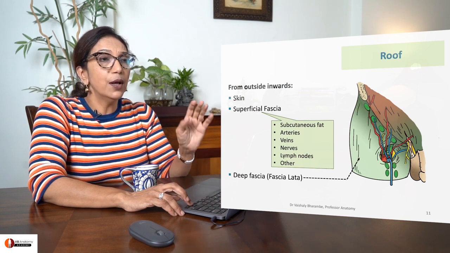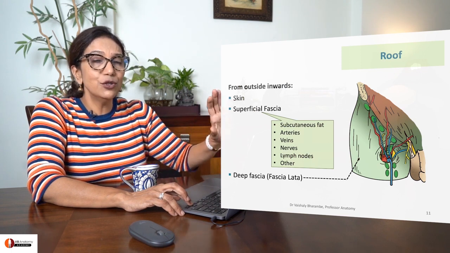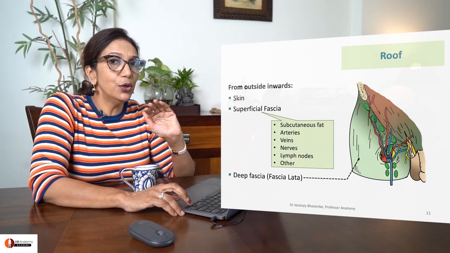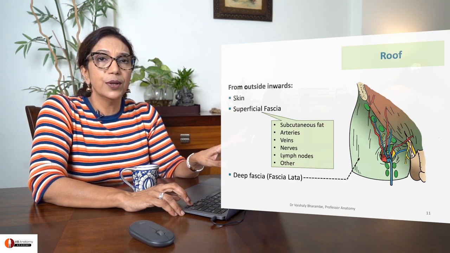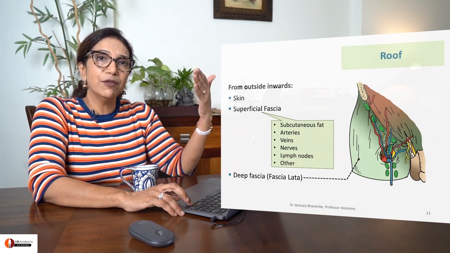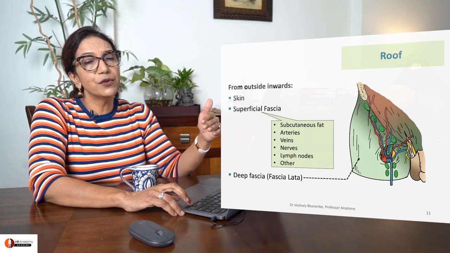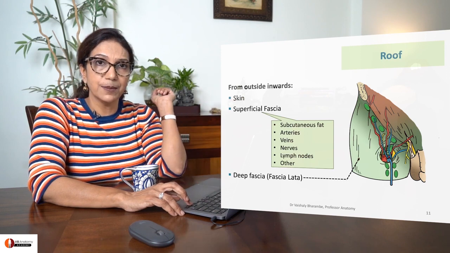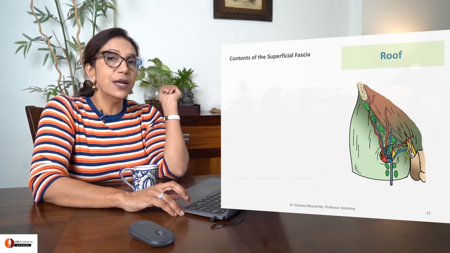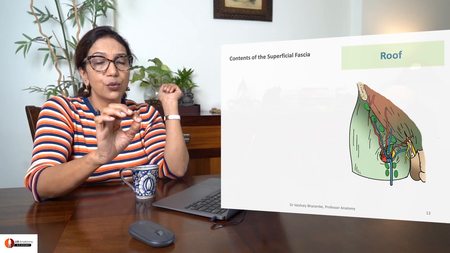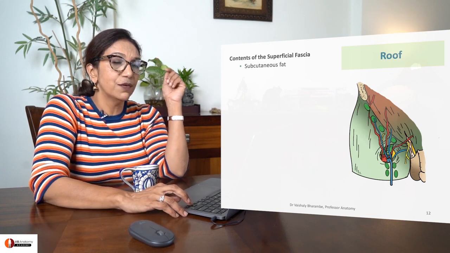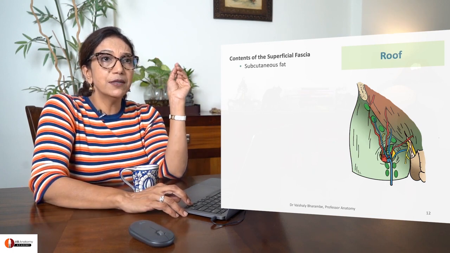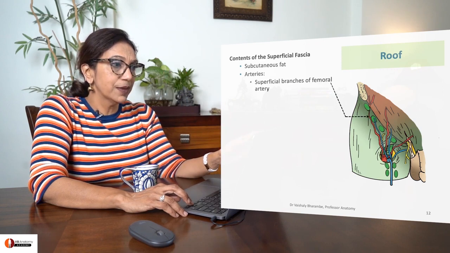So now let's understand this. This is your general information. Whenever you are attempting any triangle, always understand that it will have a roof formed by skin, superficial fascia, deep fascia, superficial fascia containing these items. Right. So let's begin the contents of the roof. The roof consists of subcutaneous fat, which we have removed.